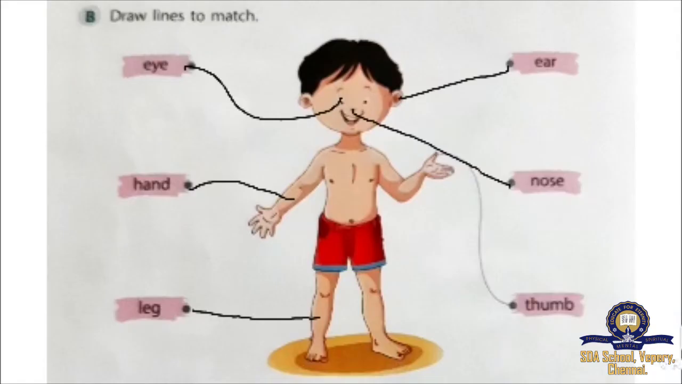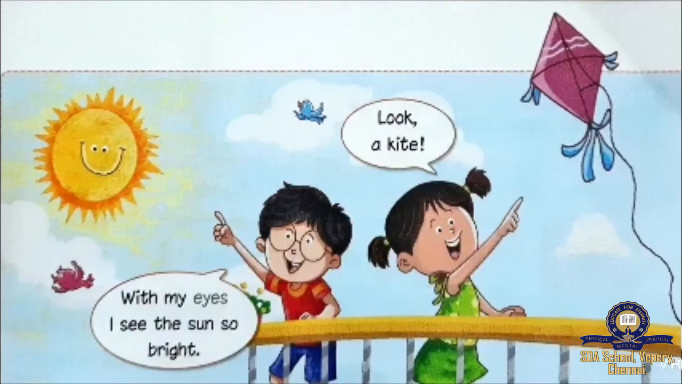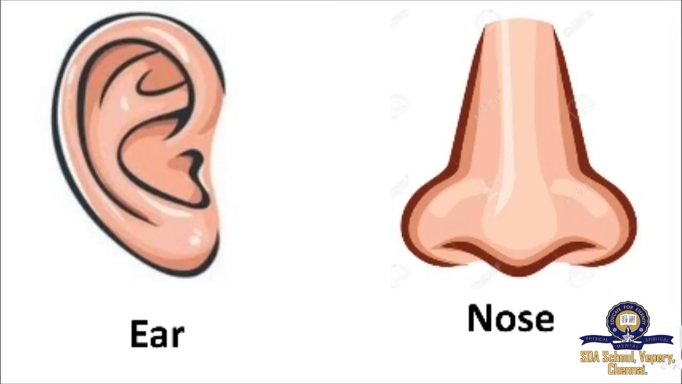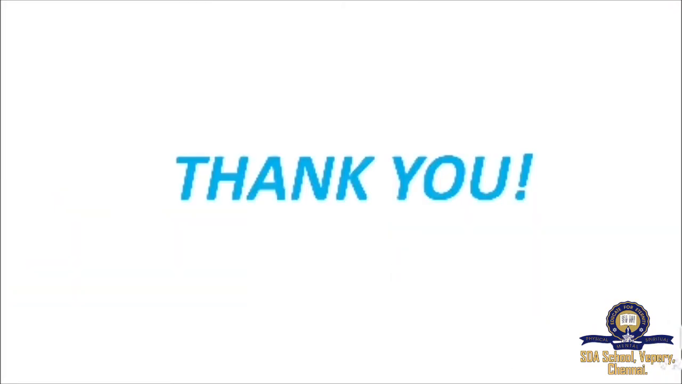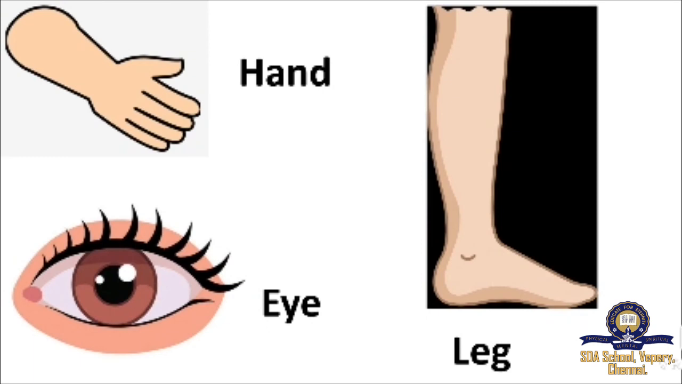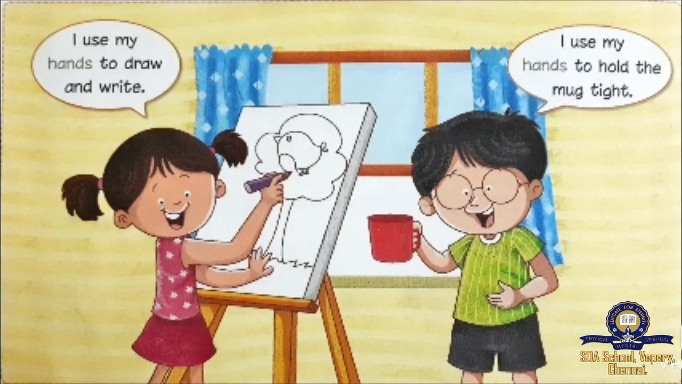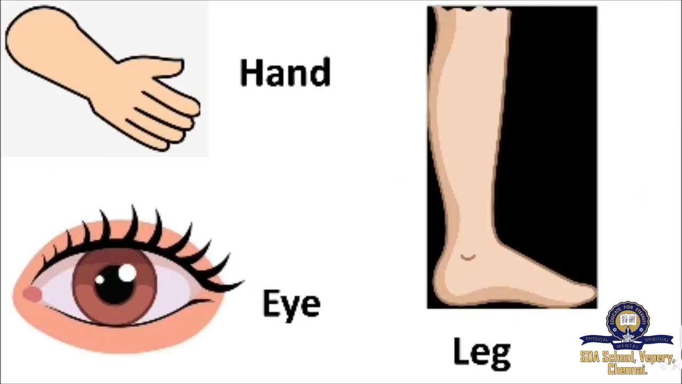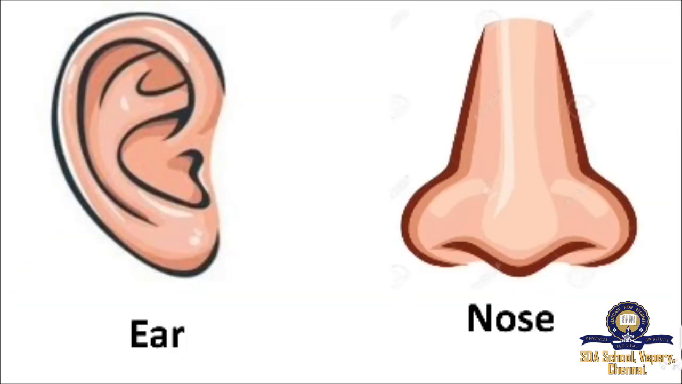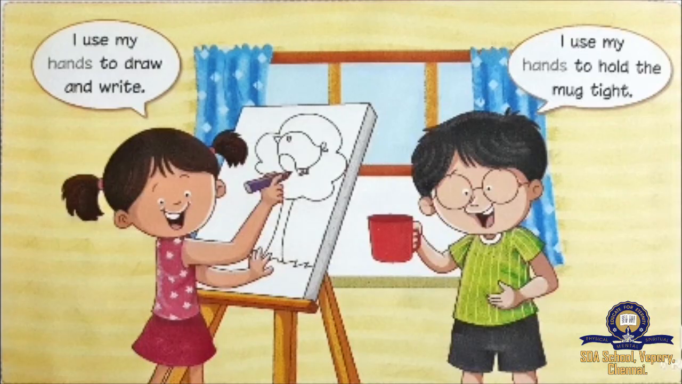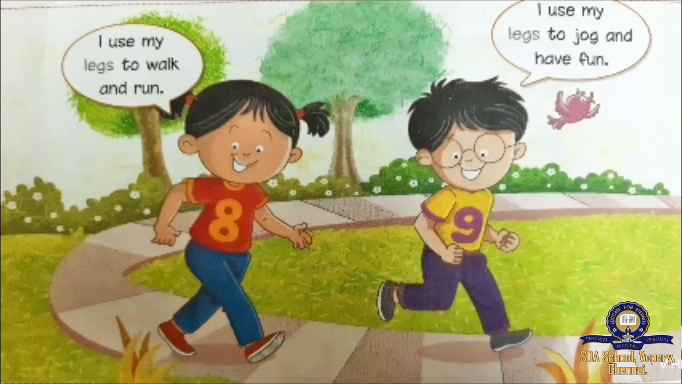Now what are the things we learned? Shall we have a recall? Yes. First we learned the story. What's the name of the story? Thank you. When do you have to use the words thank you? If someone helped you, you have to say thank you. Okay. It's a good habit. And then we learned about the organs. 5 organs. What are the organs? Hand, eye, leg, ear, nose.